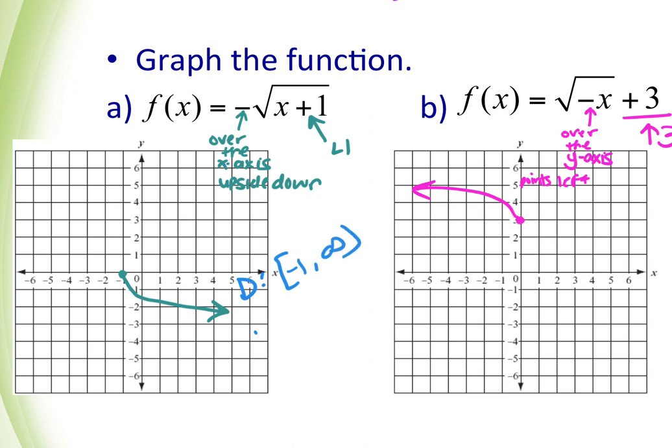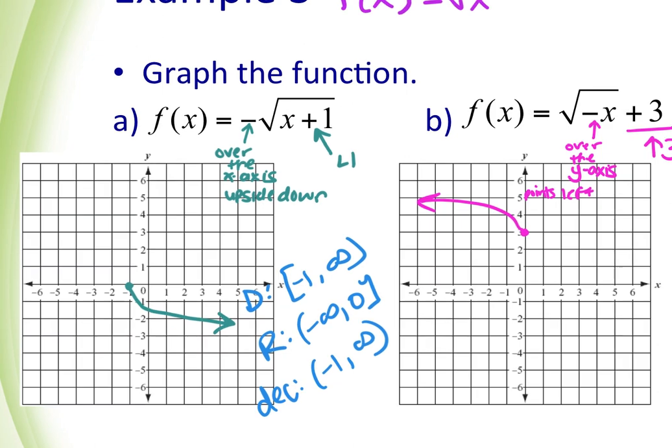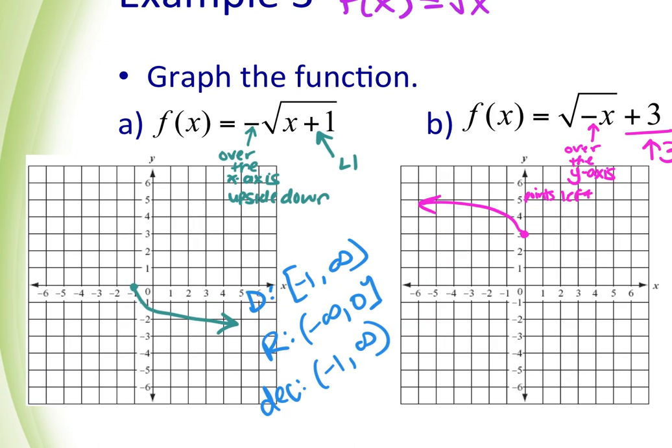What's the domain on A? -1 to positive infinity. What's the range? Negative infinity to 0. Good. Is it increasing, decreasing, or constant? Decreasing only from -1 to positive infinity. It's going down, right? So you're falling as you move from left to right. No, but you're doing the x values. So the x is still getting bigger.